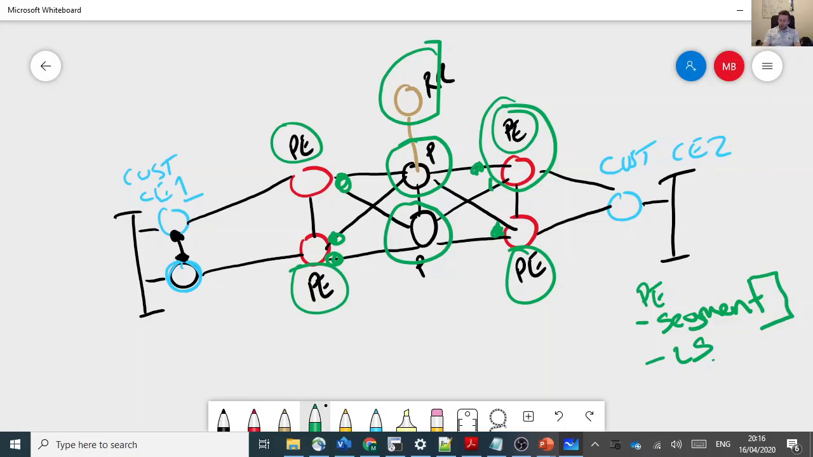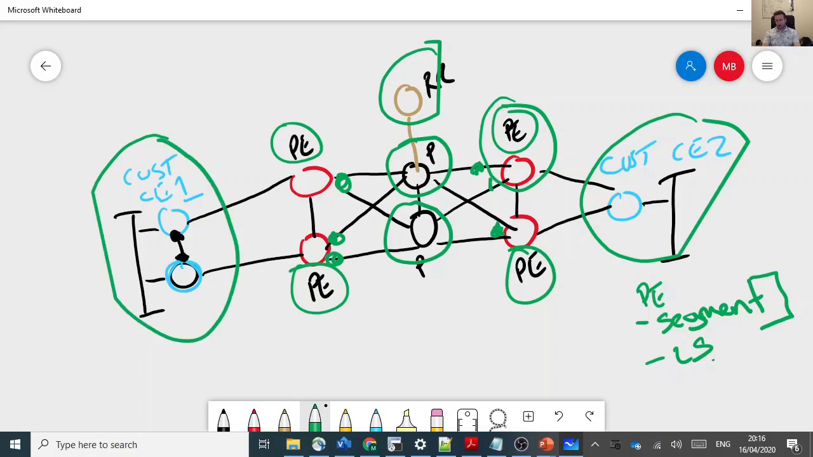And then, of course, at the edge, we have the customer edge, which are the devices configured for the customer on the customer site, on their network, and they have the capability to configure those, or the service provider may configure those.